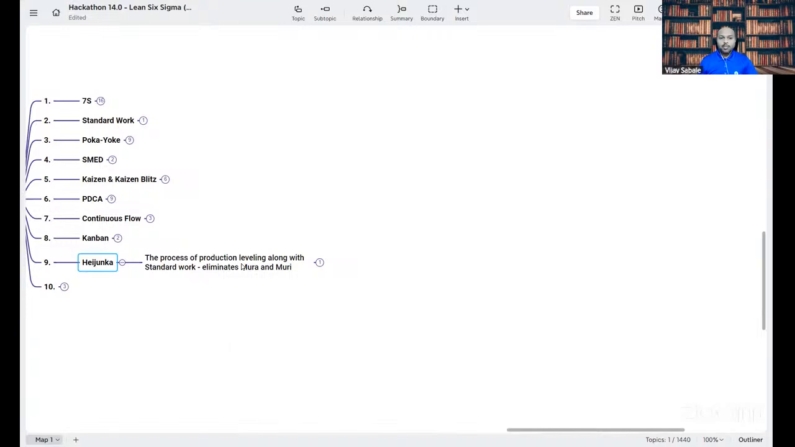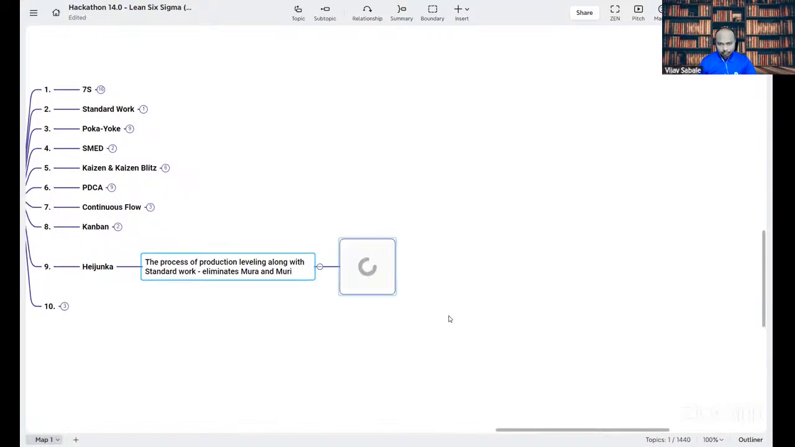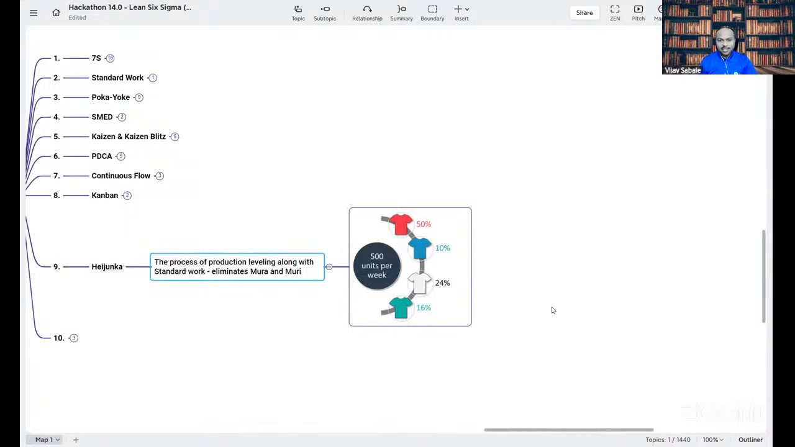So Heijunka is the process of production leveling. Sometime before, we talked about continuous flow and batching, right? For continuous flow, it's very important that all the stations have somewhat similar cycle times. It is the process of production leveling along with standard work. So it also includes standard work. By the time you work on Heijunka, you are going to work on two M's, that is Mura and Muri, right? There is an example that we have taken, and I will also show you in the presentation how this Heijunka works. There are two types of Heijunka that we can have, by category and by volume, right? That we will see also.